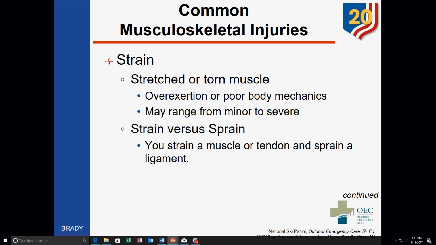Again, sprains, tearing and stretching of ligaments. Strains, again, overexertion, hyperextension, maybe minor to severe. Again, you strain a muscle or tendon and sprain is a ligament.